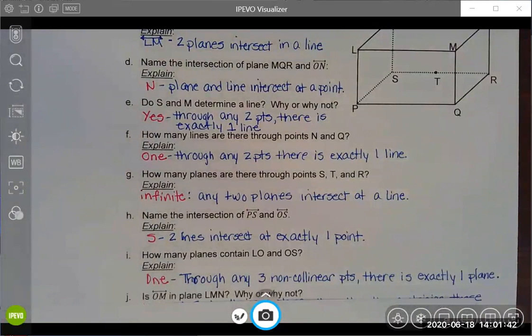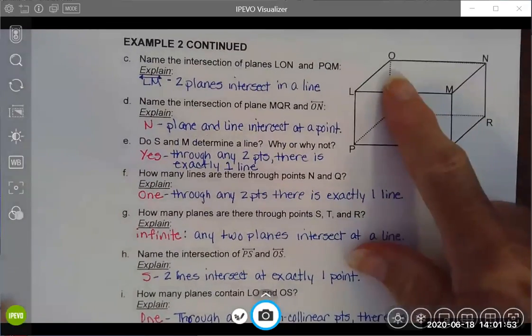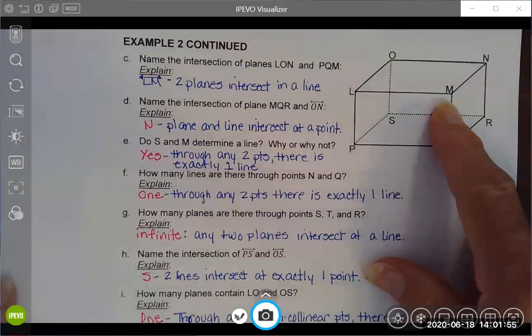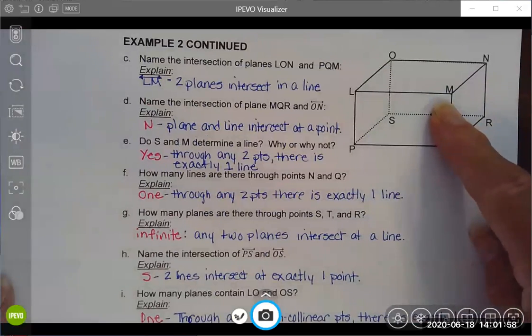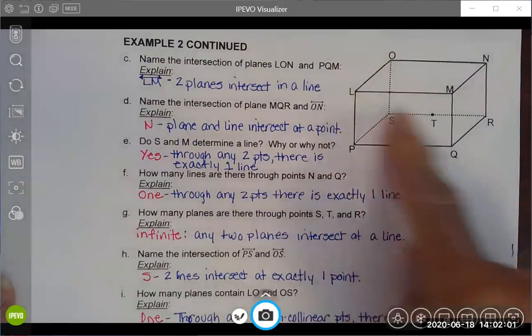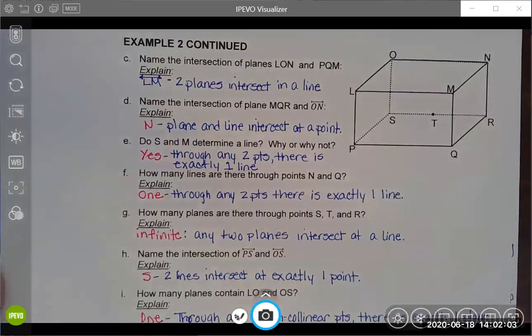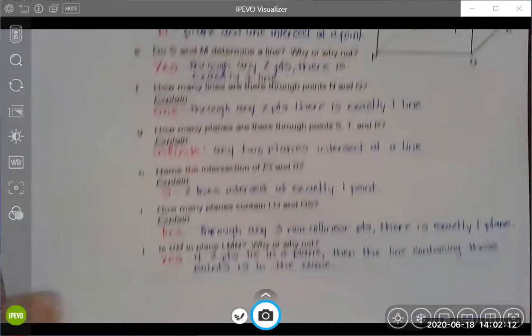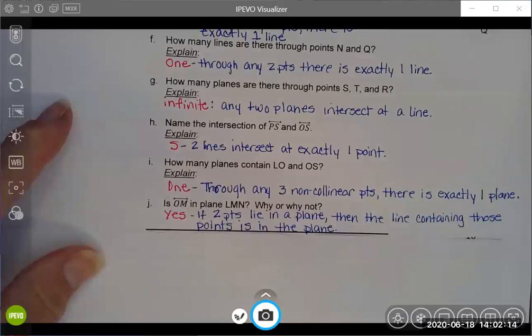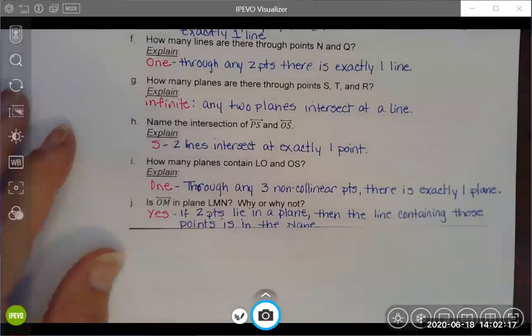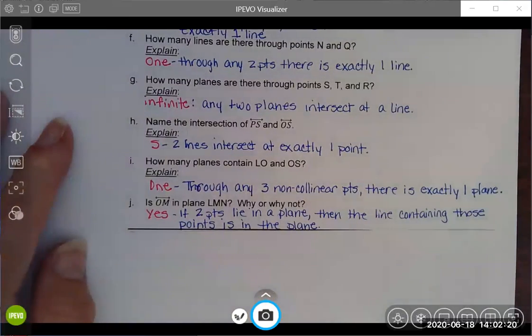Oh gosh, there's lots more. Sorry about that, folks. J, is line OM in plane LMN? So if I'm going to look for line OM, it's not drawn, but it could be because 2 points make a line. Is it in the plane LMN, which is sort of this top piece? And yes, it is. If 2 points lie in a plane, then the line containing those 2 points is also in the plane. The answer is yes. So you'll notice to answer almost all of these, we used postulates, theorems, and definitions.